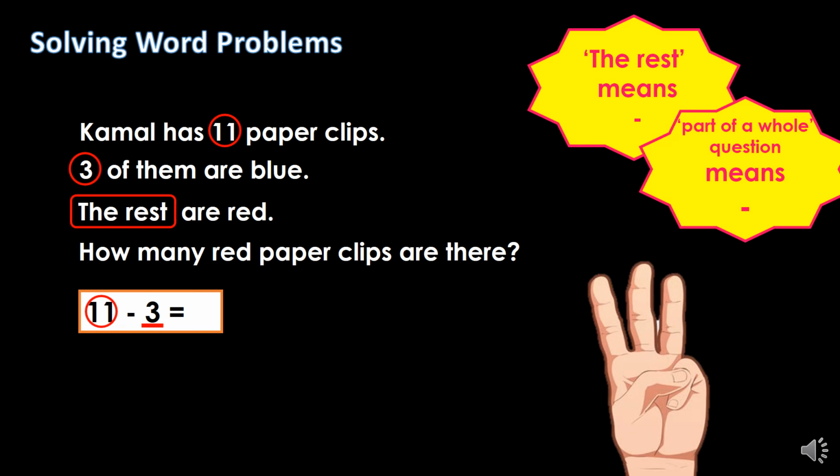Counting back from 11, 11, 10, 9, 8. 11 minus 3 is 8. There are 8 red paper clips.